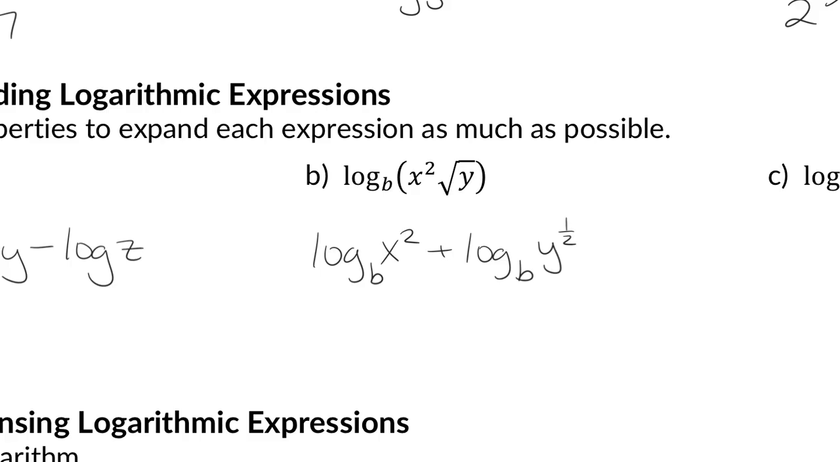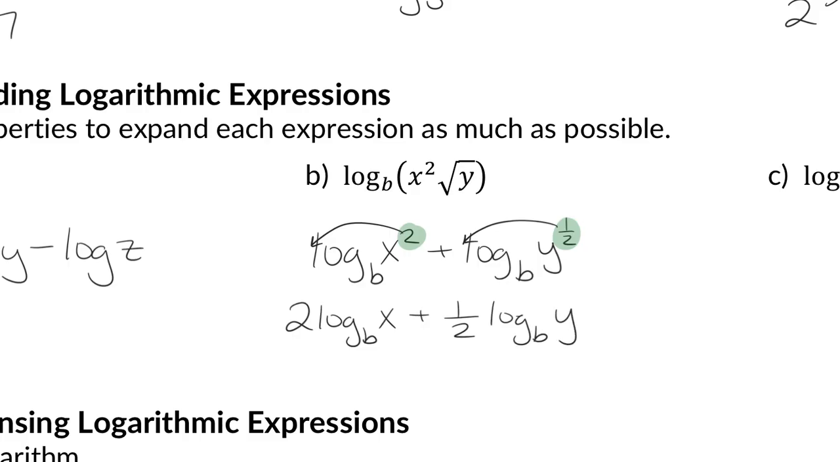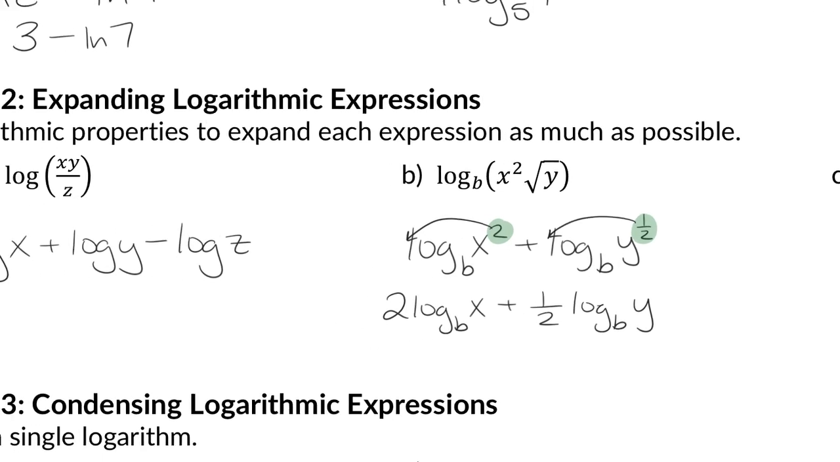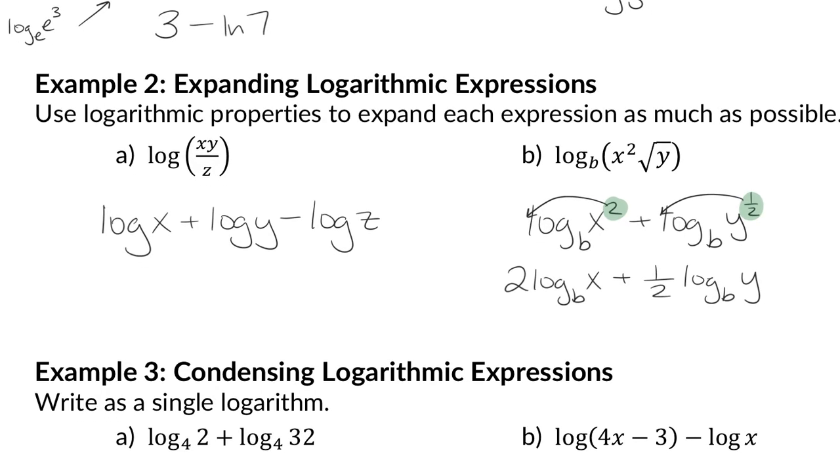Now that we've taken care of this product rule and quotient rule, now we can deal with the fact that there are still exponents inside these logarithms. And where can those go? The front of its term. So we're going to take those powers and move them directly to the front of its term. This becomes 2 times log base b of x plus 1/2 times log base b of y. Questions, comments, concerns?